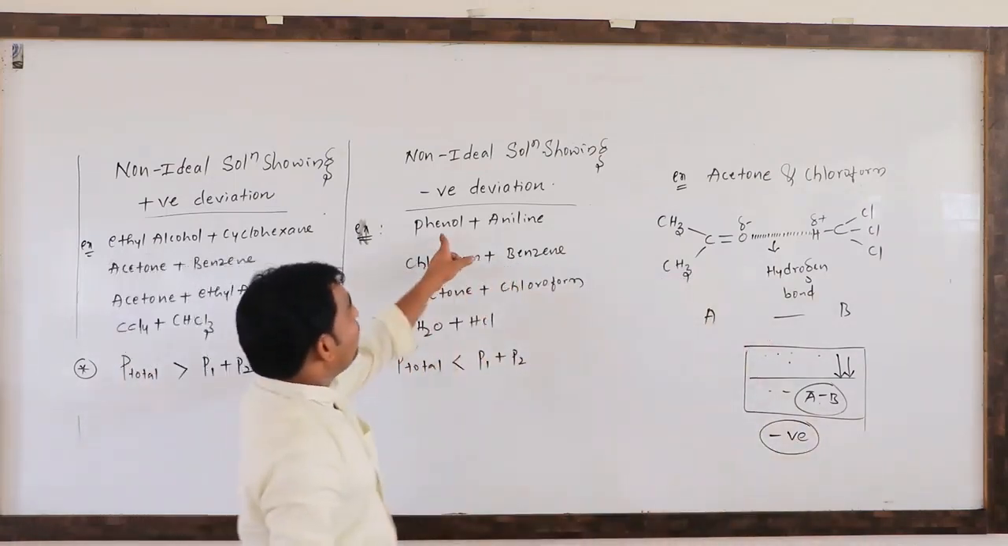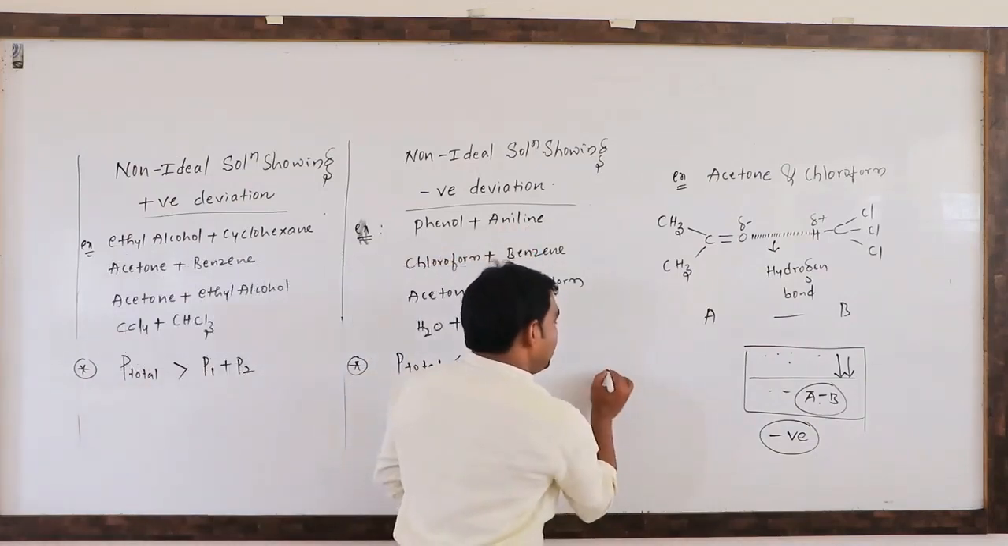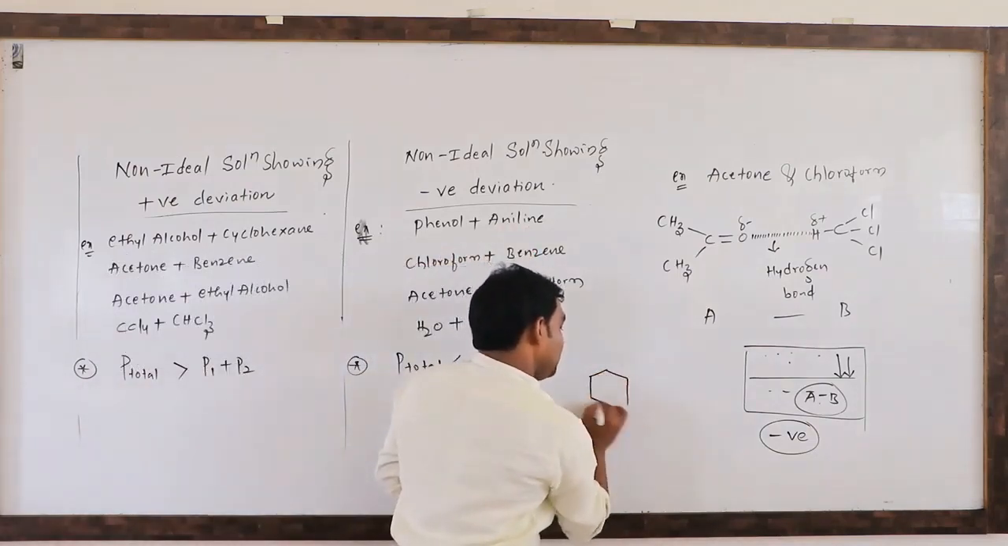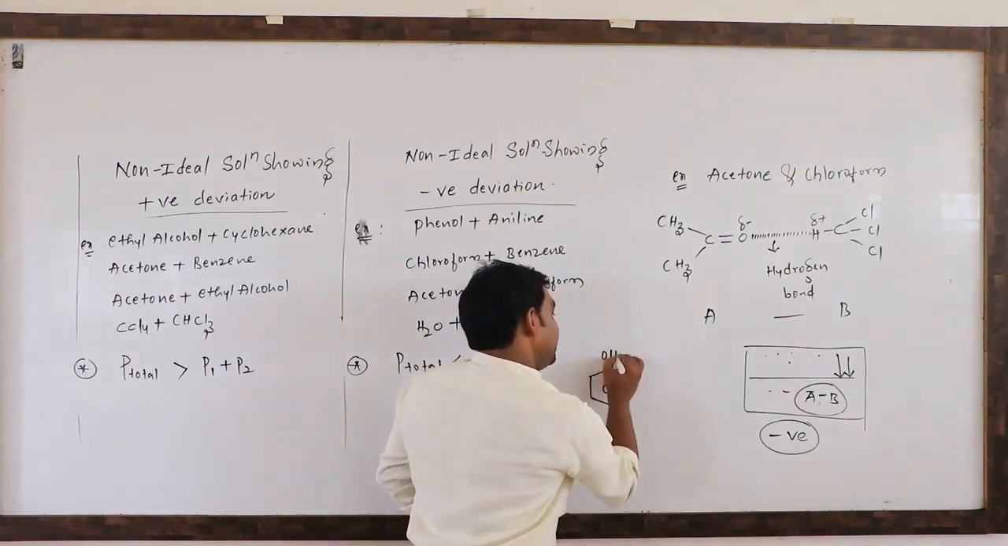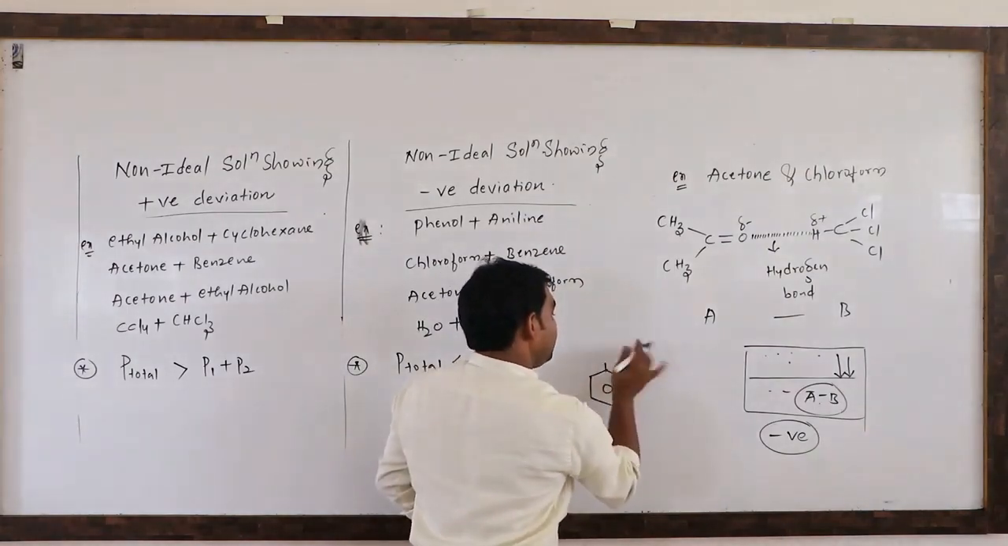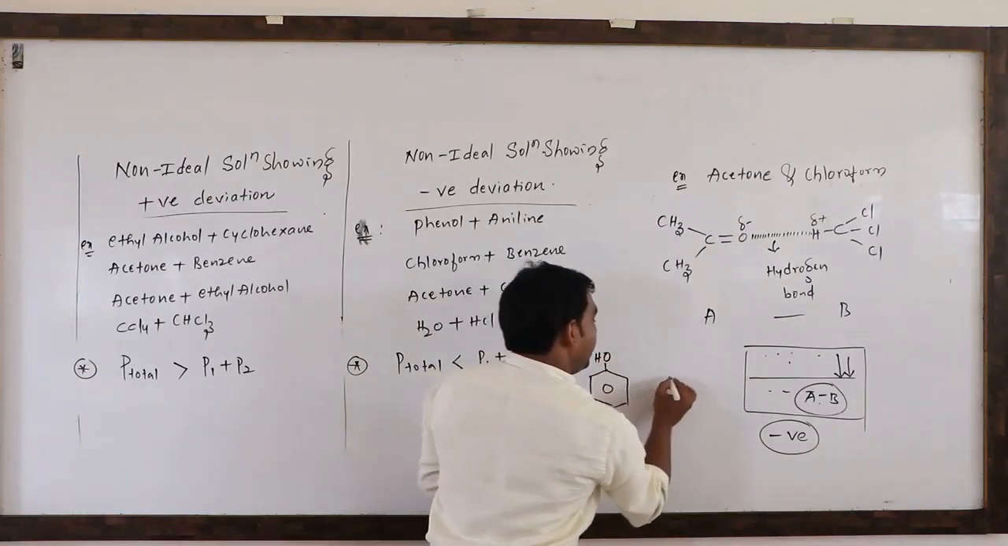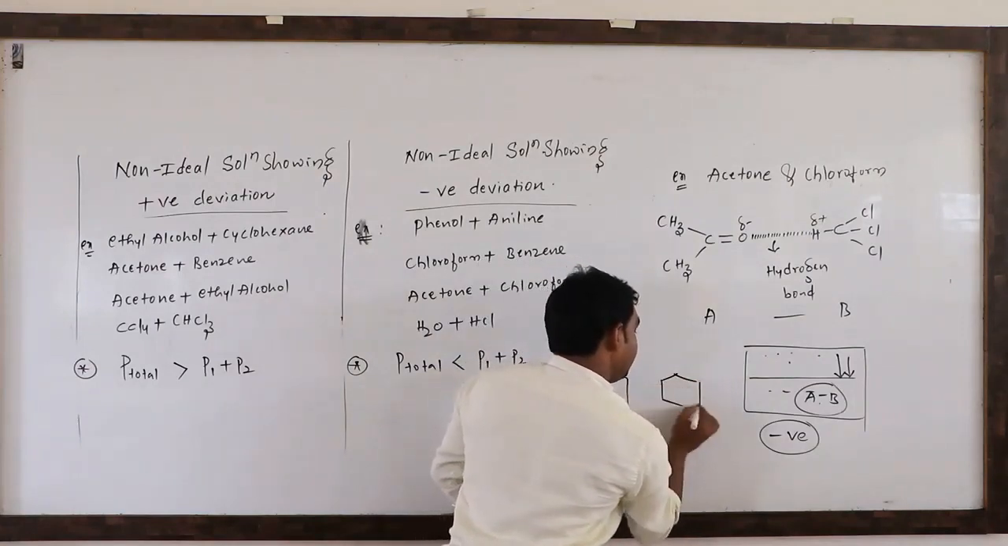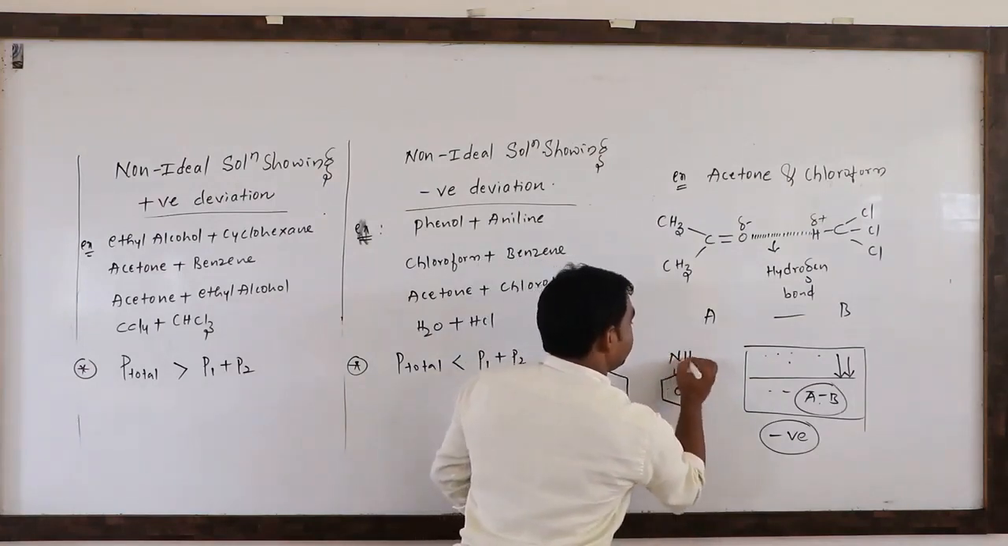And you can take one more example, phenol and aniline also. Phenol, that is a benzene ring attached to OH, and aniline, that is with NH2.